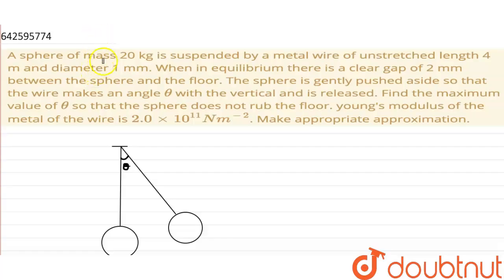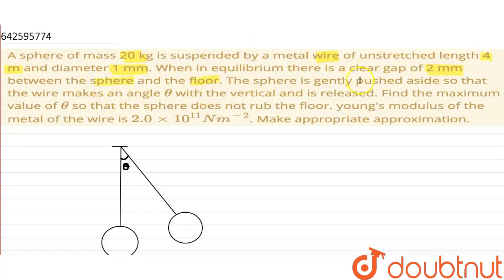Hello everyone. So the question is, a sphere of mass 20 kg is suspended by a metal wire of unstretched length 4 meter and a diameter 1 mm. When in equilibrium, there is a clear gap of 2 mm between the sphere and the floor.